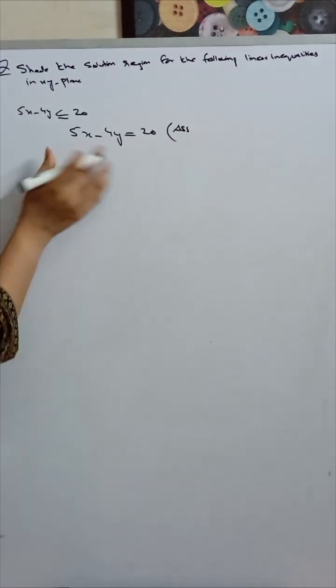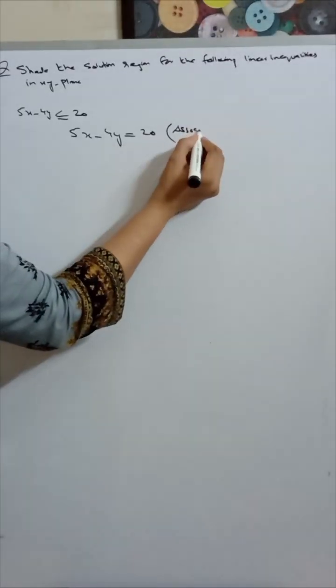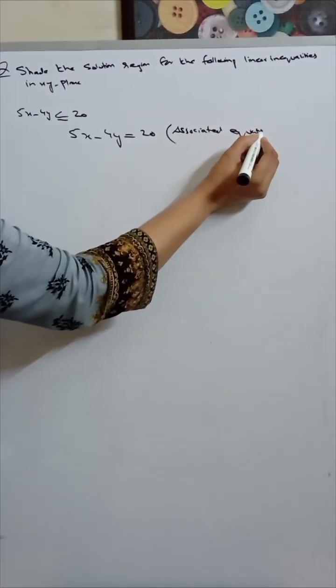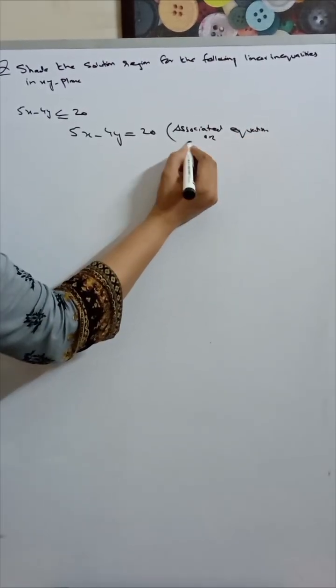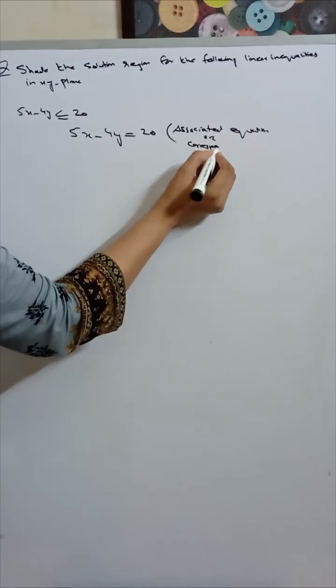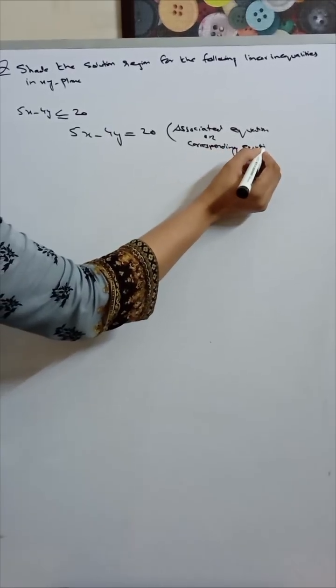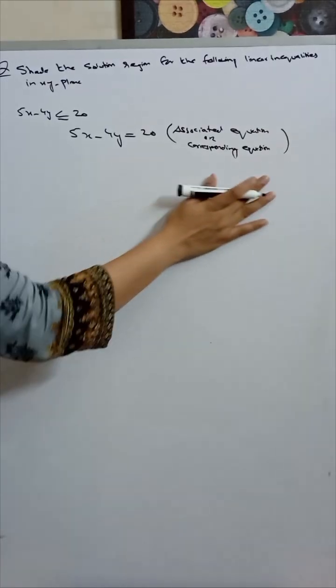And so this equation is called the associated equation or corresponding equation. Alright? It's up to you what you call it. Associated equation, okay. Corresponding equation, okay.